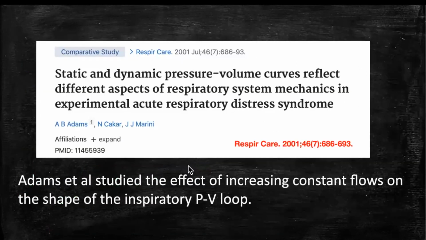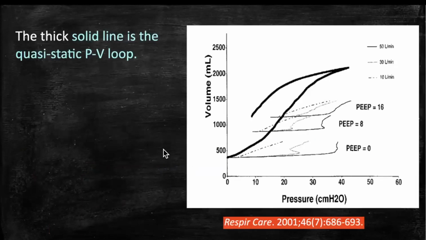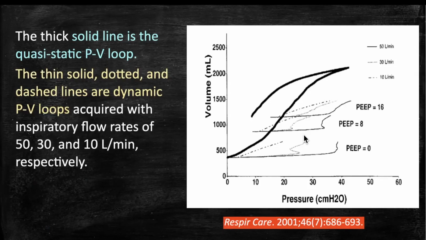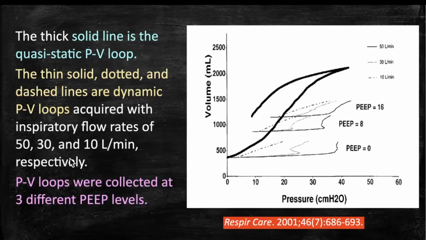This was one study by Adams et al., and they studied the effect of increasing constant flows on the shape of the PV loop. So this dark loop is the static PV loop, and these are three loops which are dynamic PV loops. Dynamic PV loops, as I said, are the loops which we normally get on our ventilator, and these three loops are at 3 flows of 10, 30 and 50 liters per minute, and at 3 positive end expiratory pressures of 0, 8 and 16.